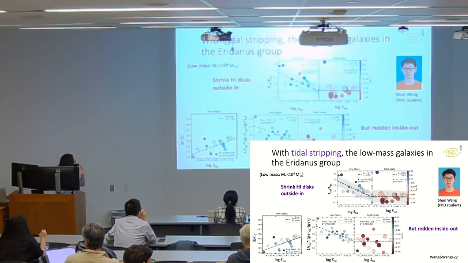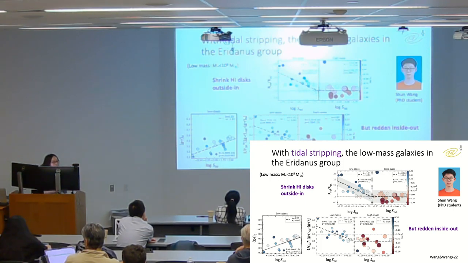So you may notice that the shrinking of the H1 disk and the quenching of star formation happen in opposite radial directions. It suggests that the response of star formation to the removal of the outlying H1 disk is actually more complex, probably more complex than we thought.